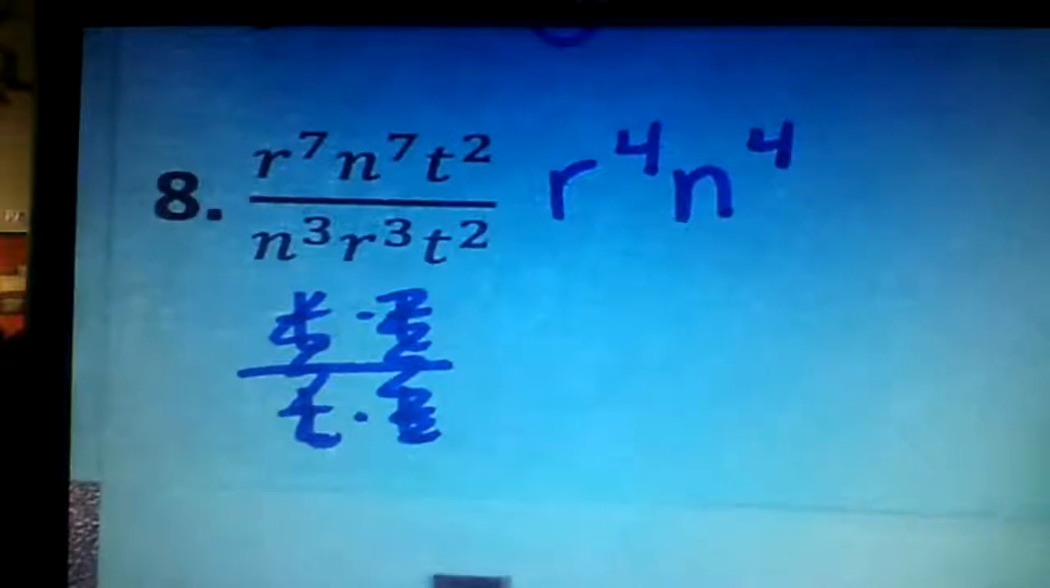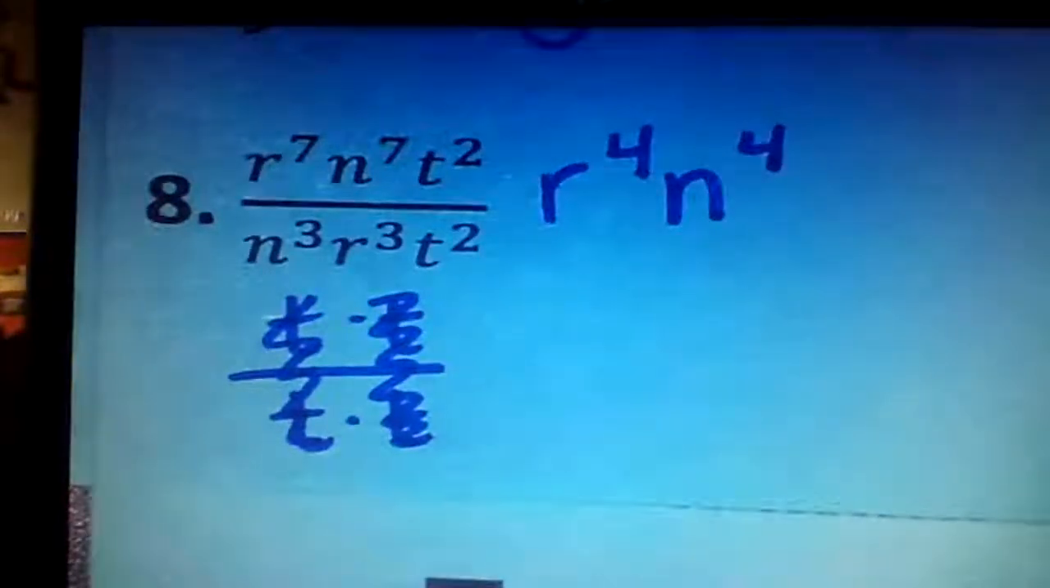R to the 4. Okay? So, r's, we've got 7 and 3, r to the 4th. n to the 4th. Your t's cancel out. Because again, I've got t times t in the top and t times t in the bottom. So these cancel. I don't have any t's left. My t's are bye-bye. You multiply this. Okay. Next one.